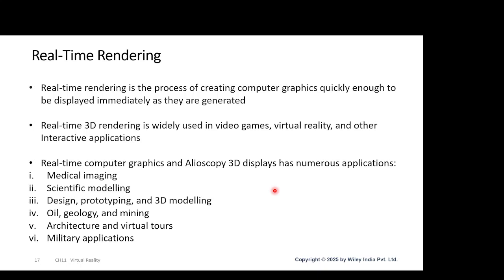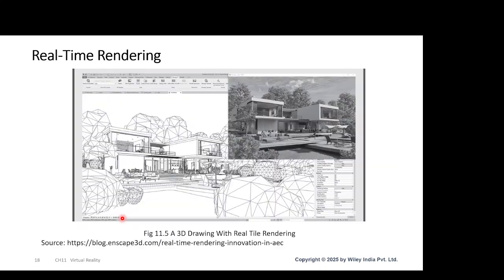Then real-time rendering. Again, as the name clarifies, it is the process of creating computer graphics quickly enough to be displayed immediately as they are generated. Real-time 3D rendering is widely used in video games, virtual reality, and other interactive applications. For example, in medical imaging, you can see the output on the screen. Scientific modeling, designing, prototyping, and 3D modeling. Oil, geology, and mining, architecture, and virtual tours of a particular place, and then military applications.